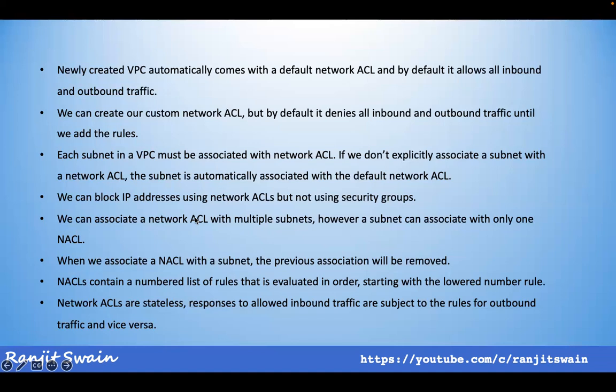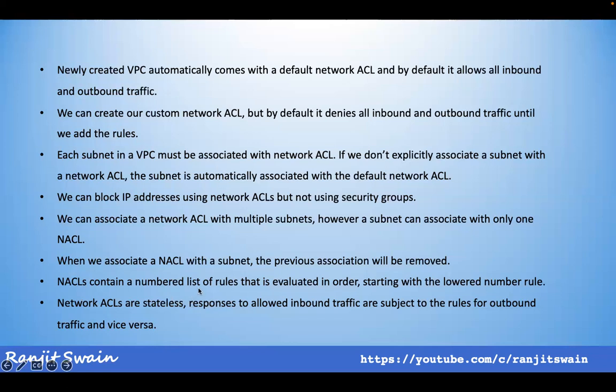Suppose we have two NACLs, NACL A and NACL B, and we have subnets A, B, C. If you want to put subnet A with both NACL A and NACL B, that is not possible. That is what it is saying. We'll see in the hands-on examples how it works. When we associate a NACL with a subnet, the previous association will be automatically removed.